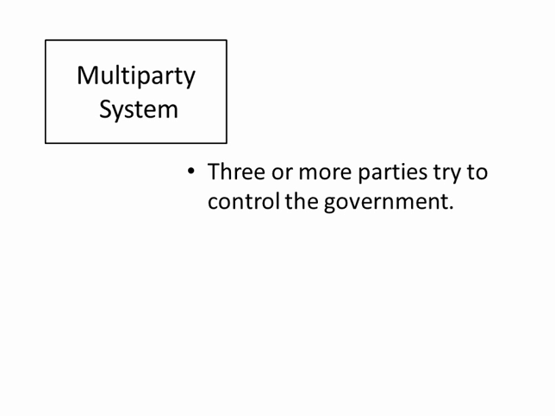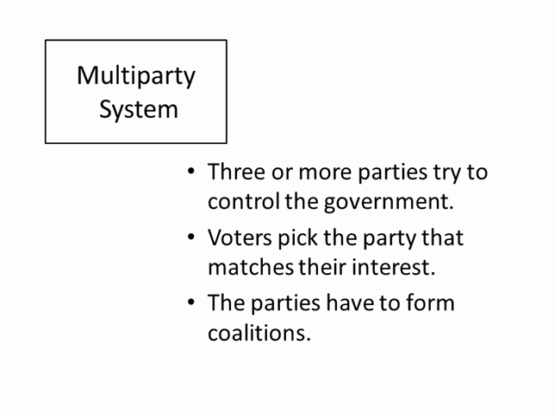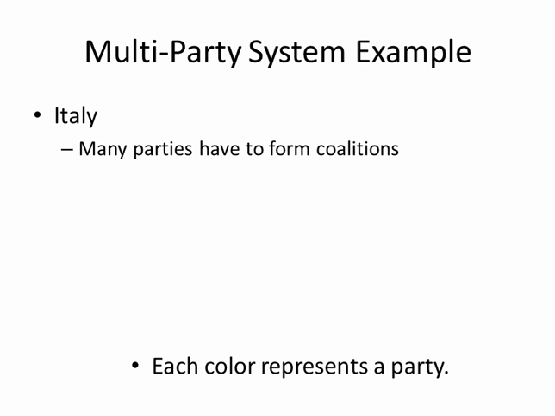And finally, if we want to look at a multi-party system, a multi-party system has a few characteristics as well. Three or more parties will try to control the government. Voters pick the party that best matches their interest, and frequently you'll have parties that are dedicated to one idea. The parties have to work together to try to form a coalition to operate the government, because frequently you don't have more than 40 or 50% of the government that's one party, so you have to group parties together to form a coalition that's greater than 50 or 60% so you can actually run the government and move forward.